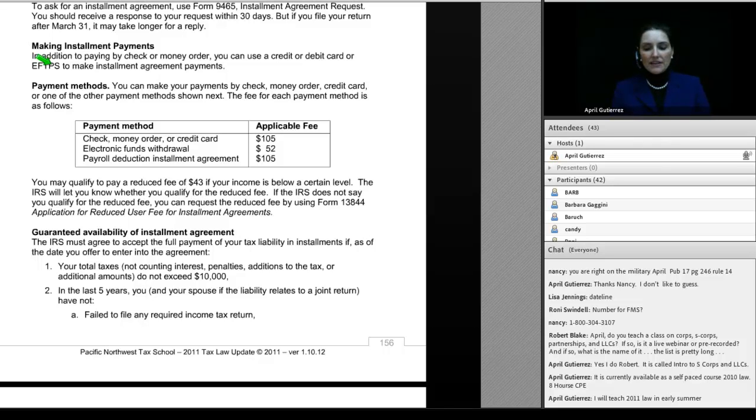So how much is the application fee? Well, it's $105. That is an increase. It was set at a much lower figure, $43, for many years, and then before that it was no fee at all. But the IRS, I think, has gotten tired of people filing for installment agreements when they owe $50 or when they owe $200.